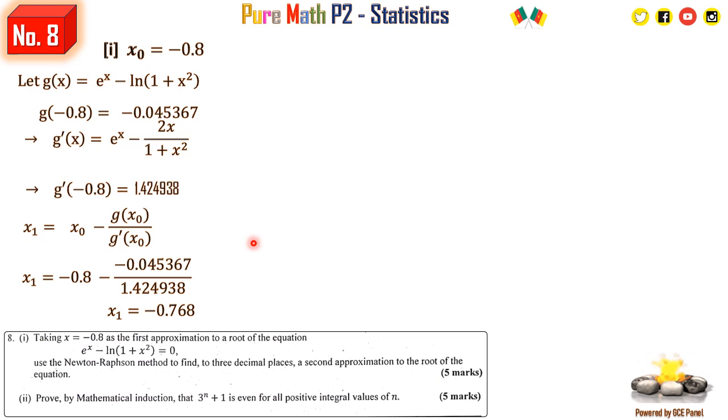5 marks. Sub 2: prove by mathematical induction that 3 to the power n plus 1 is even for all positive integral values of n. So there are two or more ways to do this proof. Let's look at it this way for this proof.